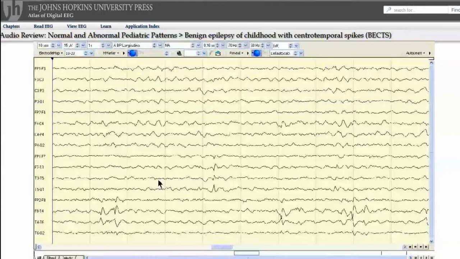These spikes are seen independently increasing during stage 2 sleep, as we notice sleep spindles and slow activity of this stage of sleep. This phenomenon of Rolandic spikes is seen in Rolandic epilepsy. This is otherwise known as benign epilepsy of childhood with centrotemporal spikes, with the acronym BECTS.